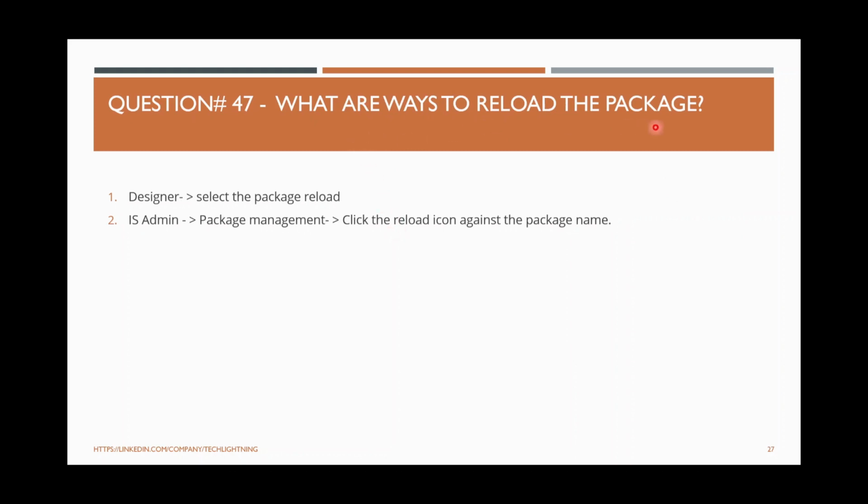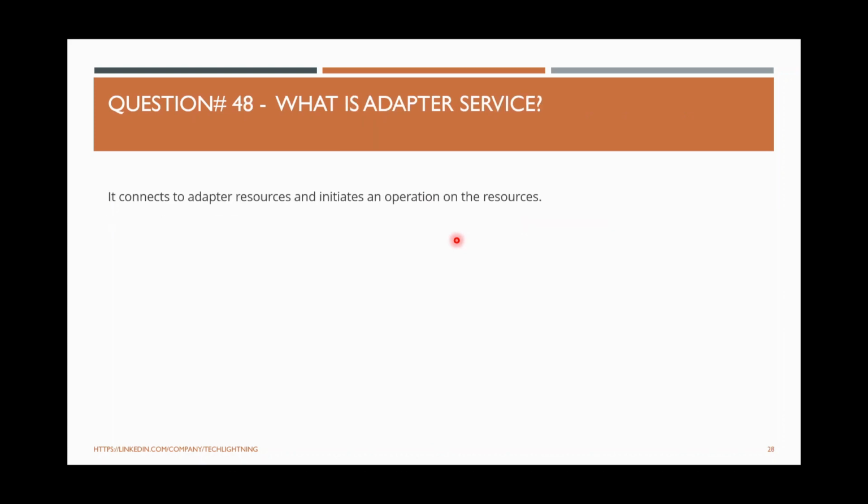What are the ways to reload the package? For example, you have created the package and applied some changes which you want to reload. So what are the ways to reload it? You can right click in your designer, and there is something called package. The reload option is there. You can click to reload, or you can go to your IS admin, go to package management, and go to your package. In the same row, you'll have a button for reload. You can click that, and it will reload the package. I'll move on to the next one.